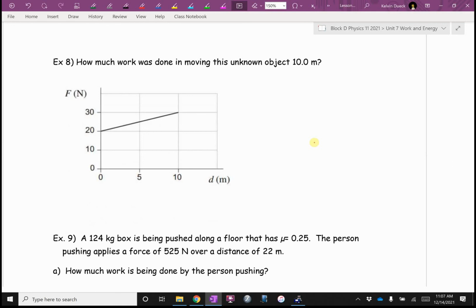How much work was done in moving this mystery object 10 meters? Why can't I just go work equals 30 times 10? Why can't I go force times distance? What was the force at the beginning? 30. Is that a constant force? Can't use that. So I guess, since they gave me a graph, it's going to be this area. Oh, wait. I would break it up into a triangle and a rectangle.